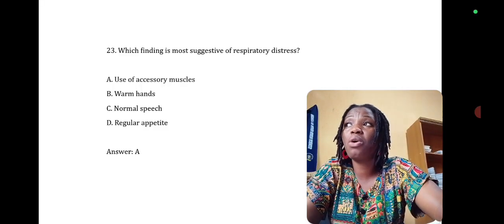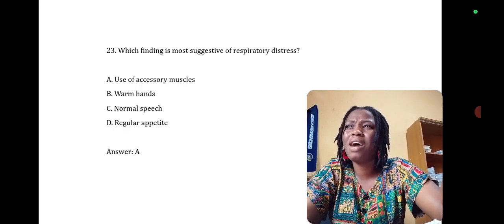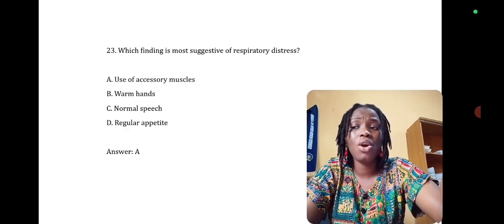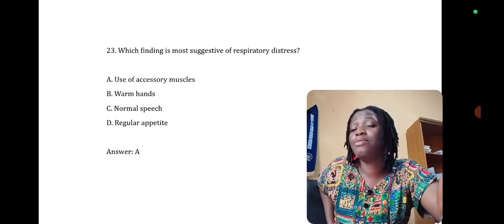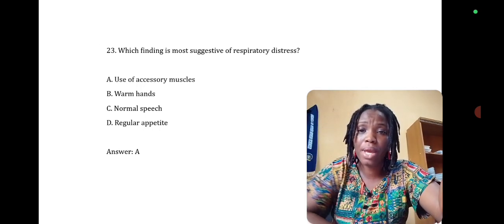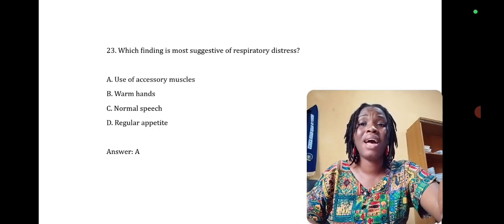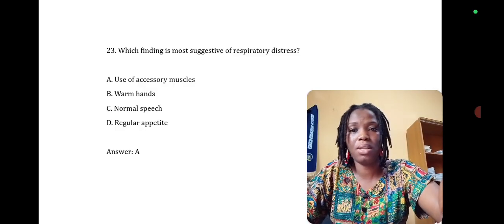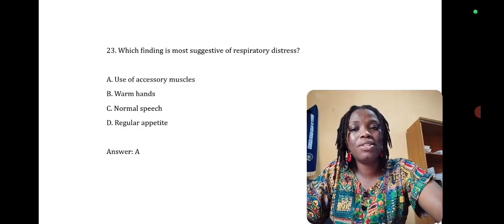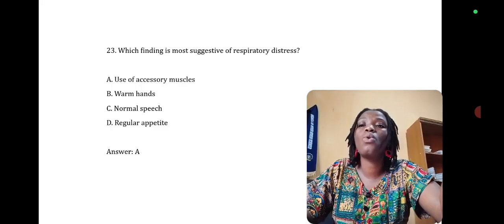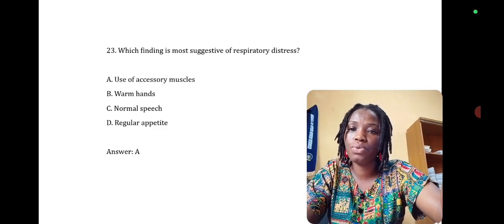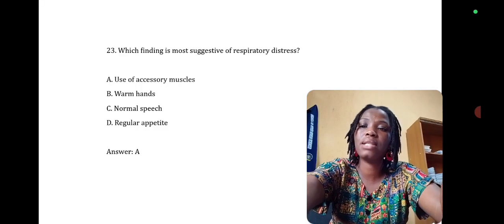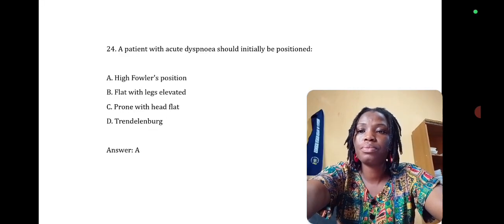That's why some people, after coughing and then having some distress when breathing, feel pain in the muscles of their abdomen when they get better. Why? Because those muscles assisted in the forced or distress breathing. So most suggestive of respiratory distress is using your accessory muscles for breathing. The answer is A, use of accessory muscles.